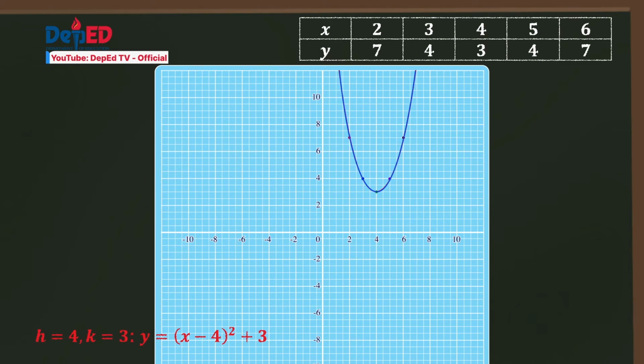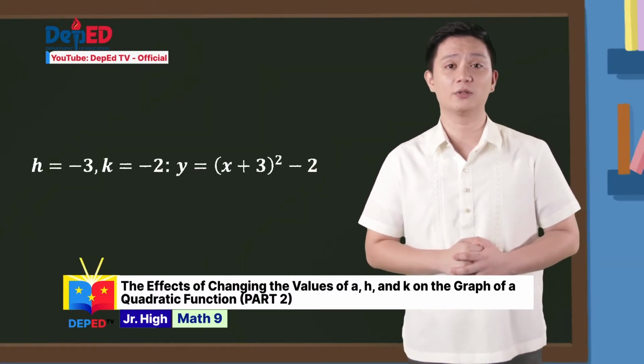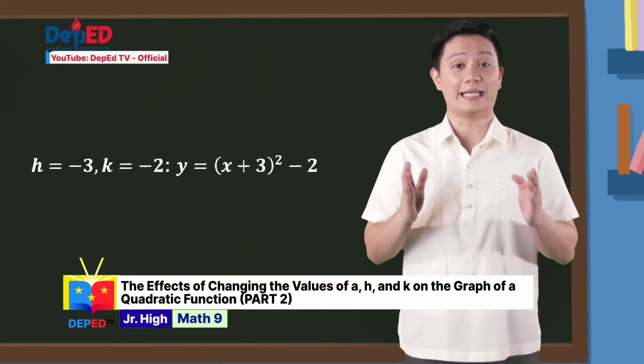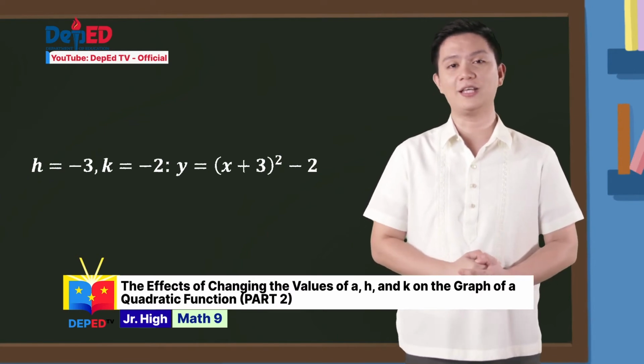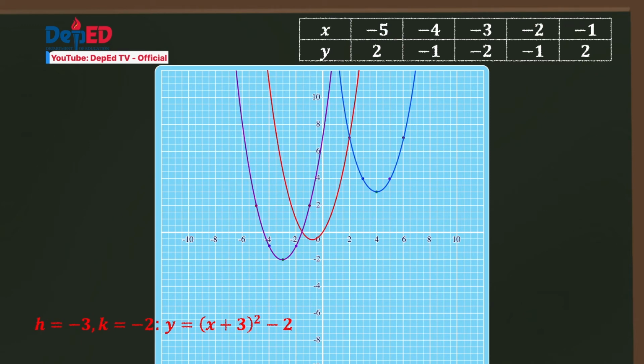Now, when h is equal to -3 and k is equal to -2, the equation describing the function can be written as y equals the square of the binomial x plus 3, minus 2. And aside from the vertex (-3, -2), the following points are also on the graph: (-5, 2), (-4, -1), (-2, -1), and (-1, 2). This parabola is the same parabola representing the parent function but is shifted 3 units to the left and 2 units downward.